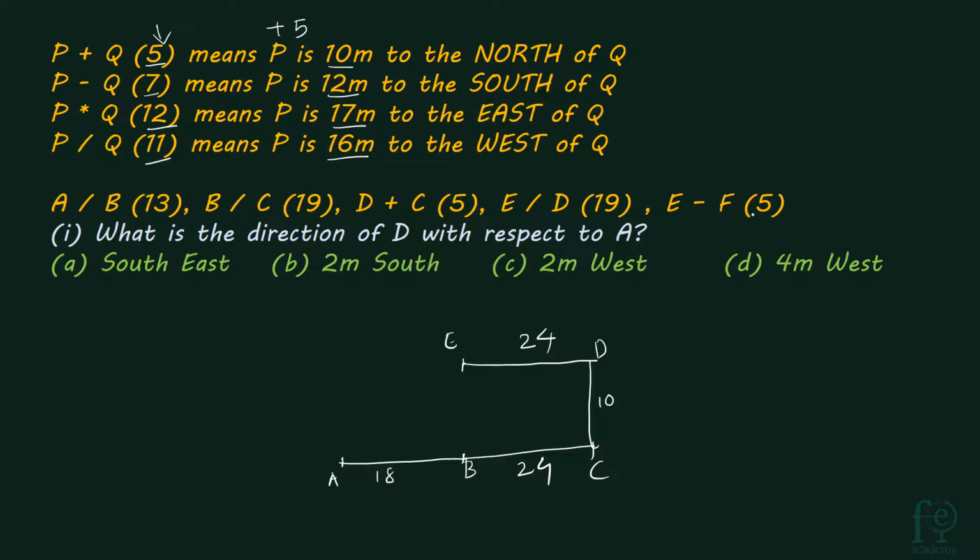Last, E minus F 5 means E should be 10 meters to the south of F. So F should come here and this distance is 10.